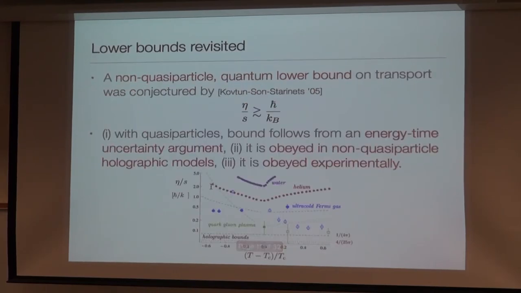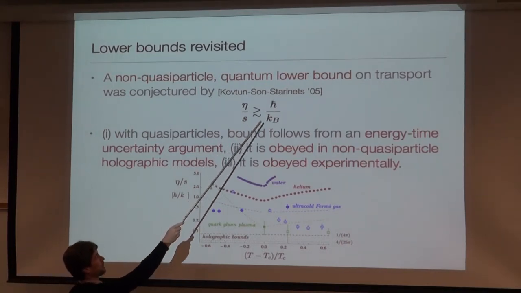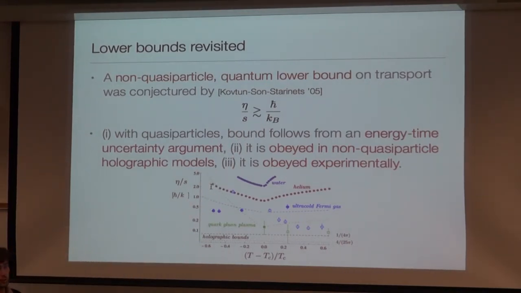The beginning of the set of ideas I'm going to talk about today came with a non-quasi-particle quantum lower bound on transport that was conjectured a few years ago. This talk is going to have two bits. The first bit is going to be more conjectural, but we will get to something more solid by the end. For the moment, we're going to build on conjectures. They conjectured that the shear viscosity over the entropy density was bounded in terms of fundamental constants.